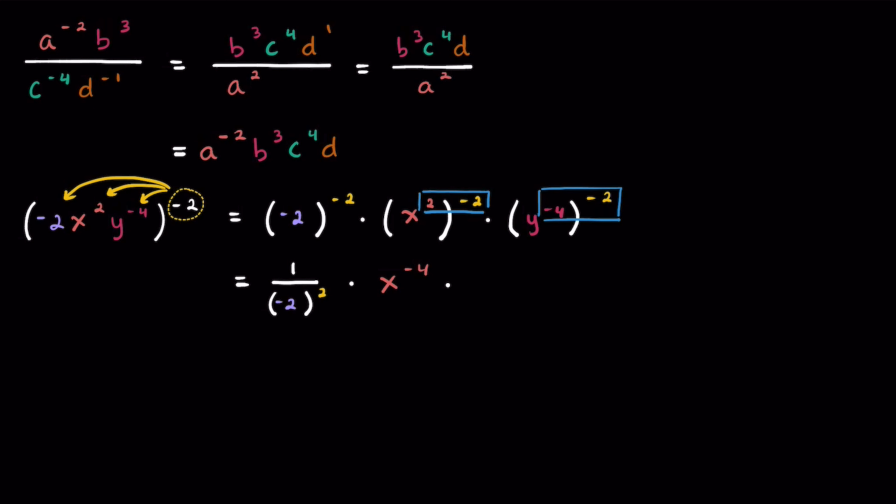So that's going to be y to the positive 8th power. Now, looking at just the coefficients, if we take negative 2 and raise it to the second power, negative 2 times negative 2 is positive 4. So what we're going to have here is 1/4 in front. And then we're going to have this x to the negative 4th being multiplied by it next. And then we have y to the positive 8th power after that.